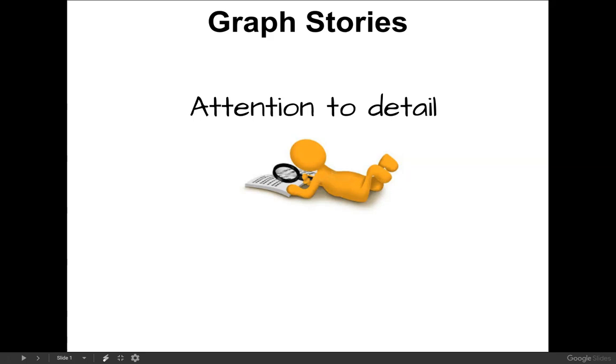In this lesson, you will learn how to match graphs to their stories. It is very important that you pay attention to the details.